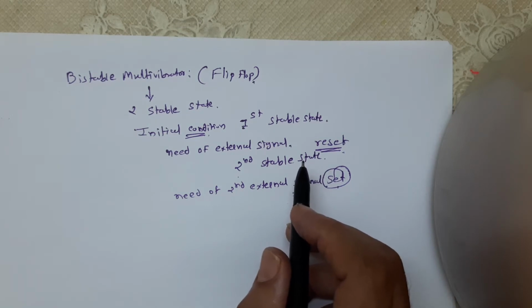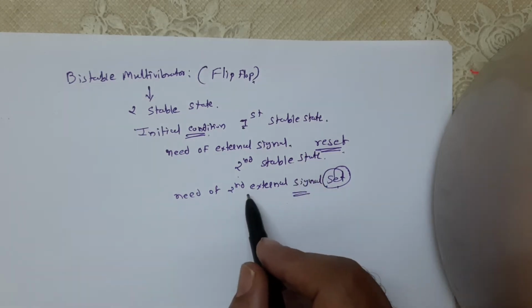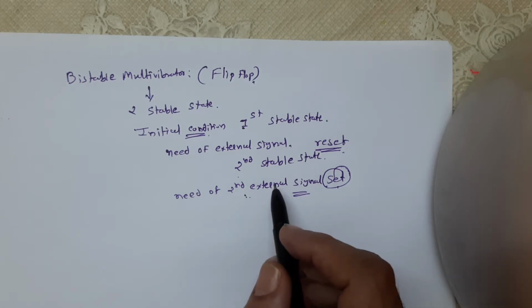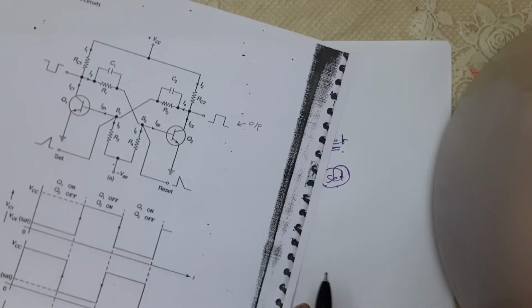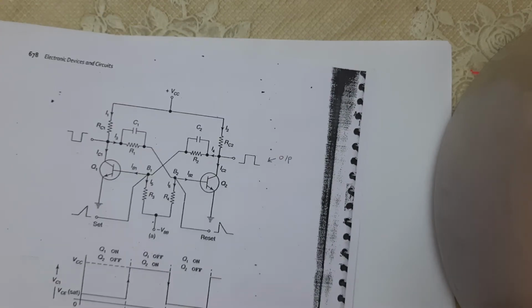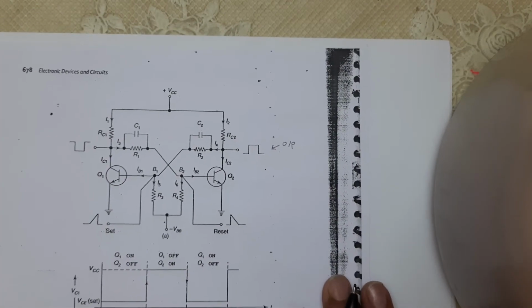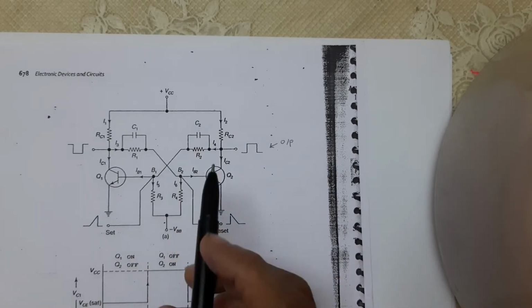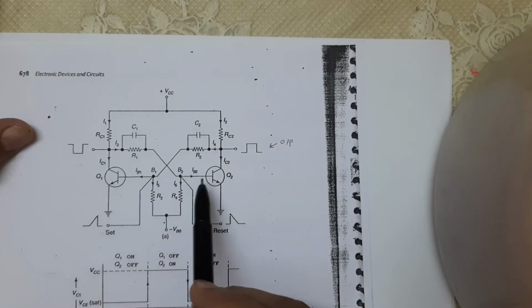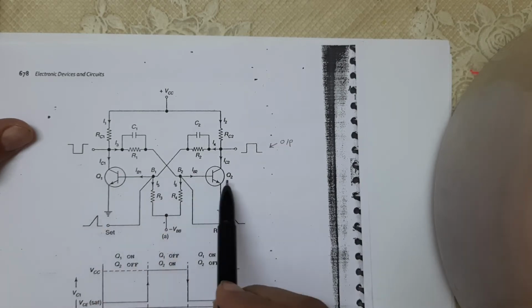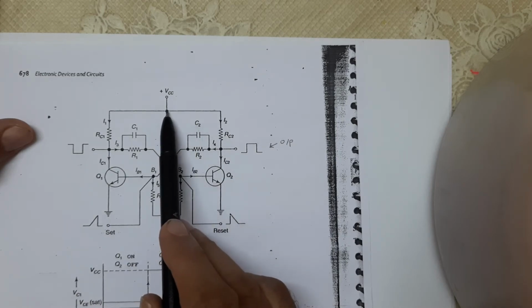A trigger pulse applied to the circuit will cause it to switch from one state to another. Another trigger pulse, that means the second, is required to switch the circuit back to its original state. Now we will see the circuit diagram of the bistable multivibrator. What is inside this? Nothing but two NPN transistors Q1 and Q2, supply VCC.